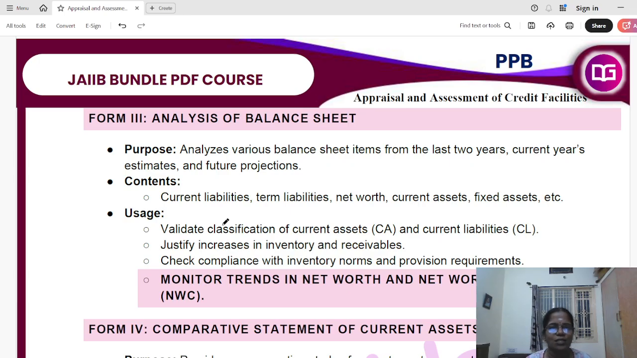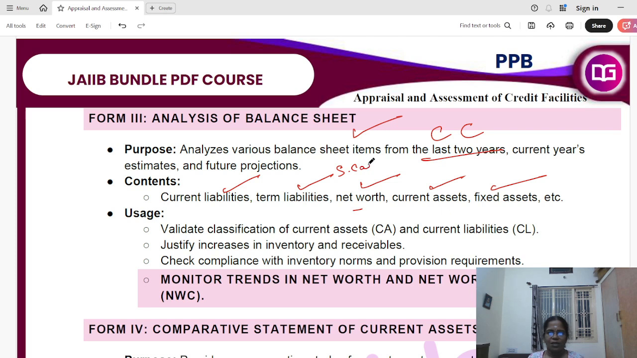So Form 3, analysis of balance sheet. Next, they have to analyze the balance sheet of the last 2 years. They have to make a comparative balance sheet and common size balance sheet. Based on that, they can project the future. The content contains the current liability, long term liability, net worth, current assets and fixed assets. When it comes to the net worth, it includes their share capital, reserves and surplus, long term borrowings, everything which comes under this case.